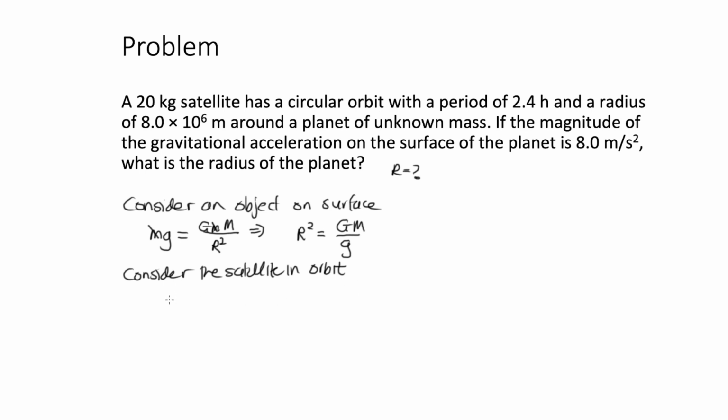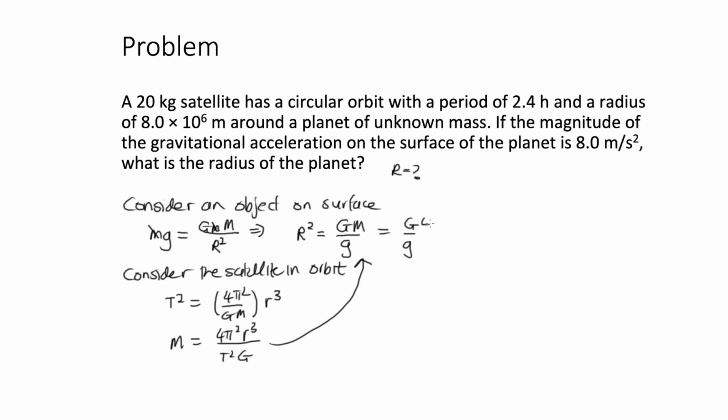For the satellite in orbit, we know that it obeys Kepler's laws, and in particular Kepler's third law, which tells us that the period squared is equal to 4 pi squared on GM times R cubed. We can rearrange this to get an expression for M: M is equal to 4 pi squared R cubed divided by T squared G. We can now substitute this back into the earlier equation. So we've now got R squared is G on g times 4 pi squared R cubed divided by the period squared times G.